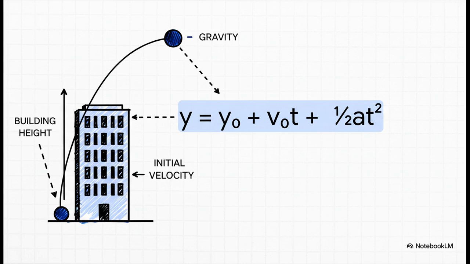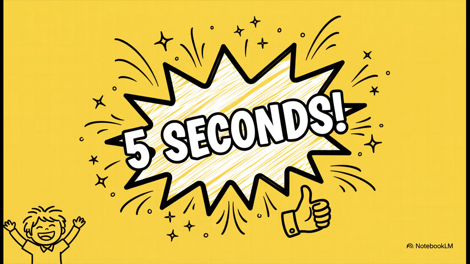So, step 3, which formula connects all these? The second one, y equals y naught plus v naught t plus 1/2 at squared. Perfect. Now for step 4, we just plug in our numbers. 0 equals 25 plus 20t plus 1/2 negative 10 t squared. Now this looks like a standard quadratic equation, which you know how to solve. And when you solve that quadratic equation, you get the answer t equals 5 seconds.